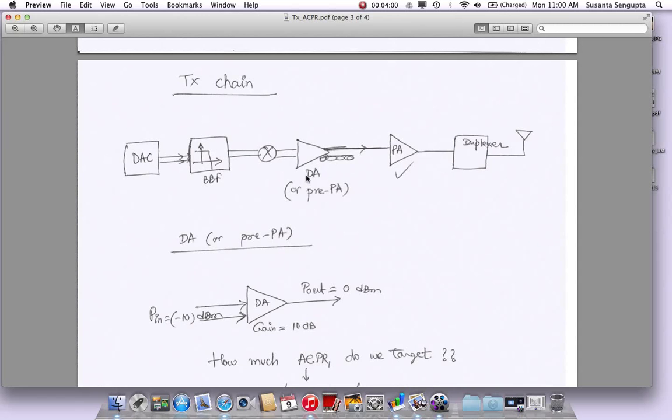Then you have some sort of a DA. DA is driver amplifier, also called pre-PA, or pre-power amplifier. Then it goes out of the chip, and PAs are normally a different chip, mostly gallium arsenide. That's why I've shown it as a single element here, but it goes to a power amplifier, then a duplexer, and goes out. Each of these elements will be nonlinear.